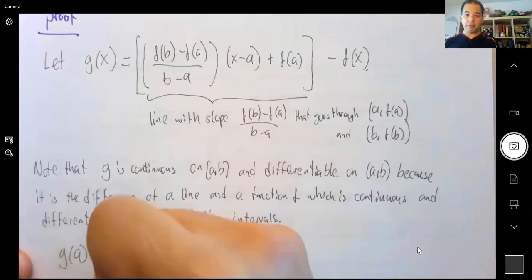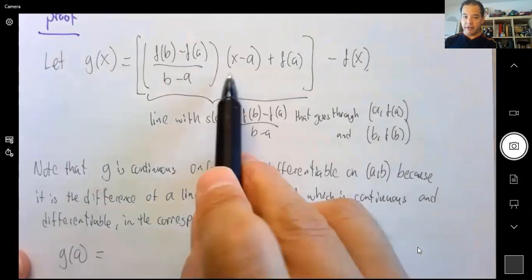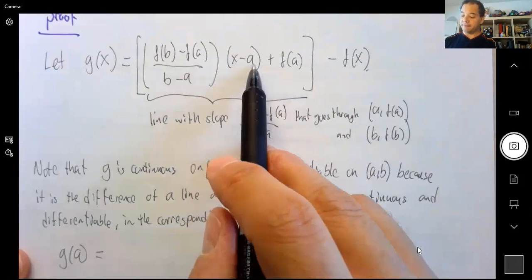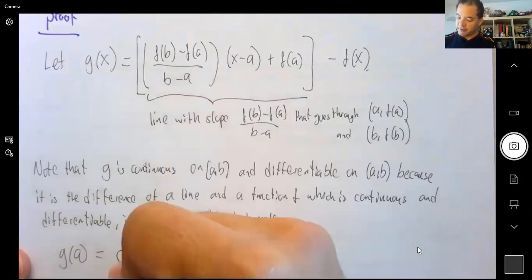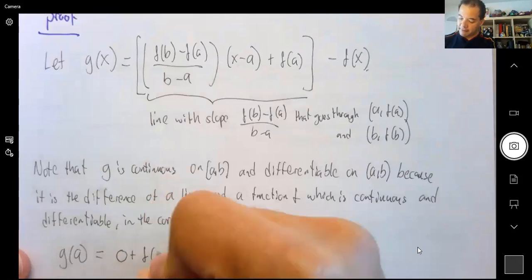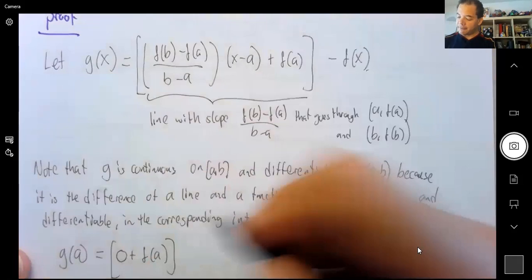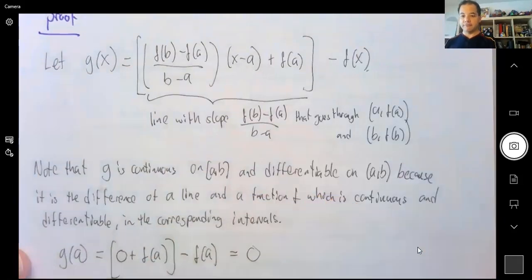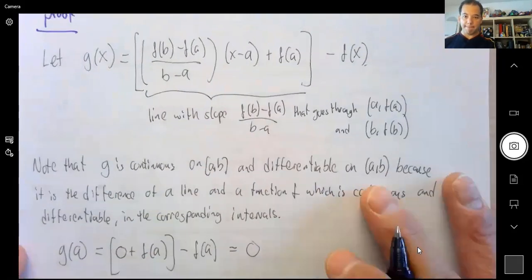What happens when I plug in a? Well, let's see. When I plug in a, over here, I'm going to get a minus a. So that's 0, right? It will be 0 plus f of a. That's the part inside the brackets, minus f of a. So that's 0, right? Okay, what about g of b?